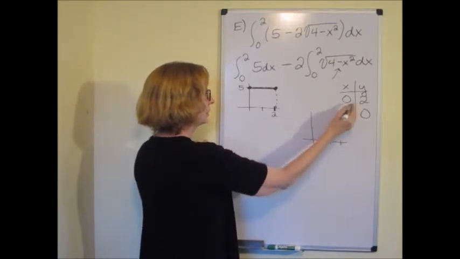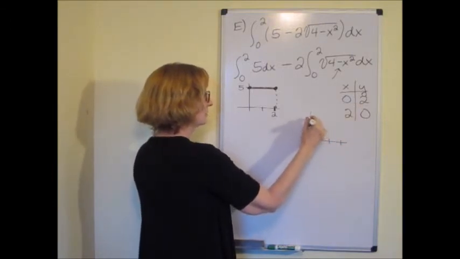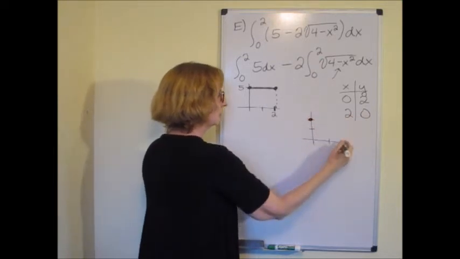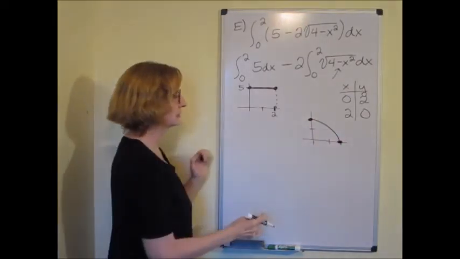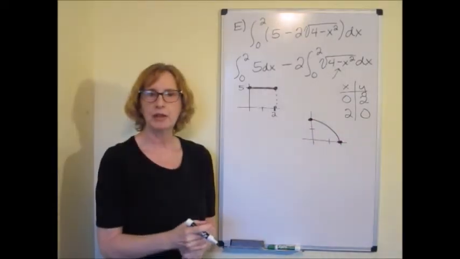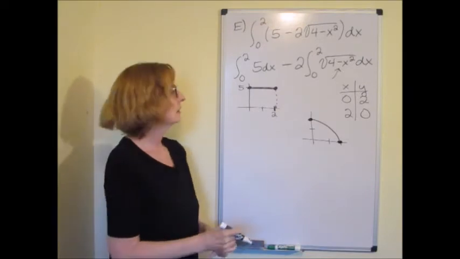So I had the point (0, 2) and the point (2, 0). This is going to be a little part of a circle. It's a fourth of a circle, and we should be able to find that area as well.